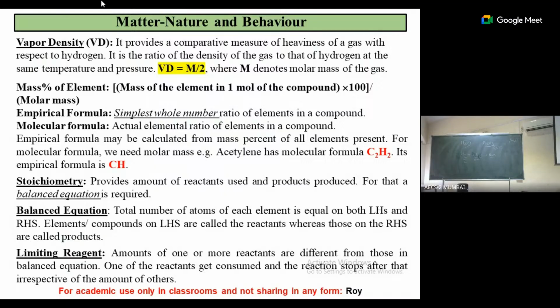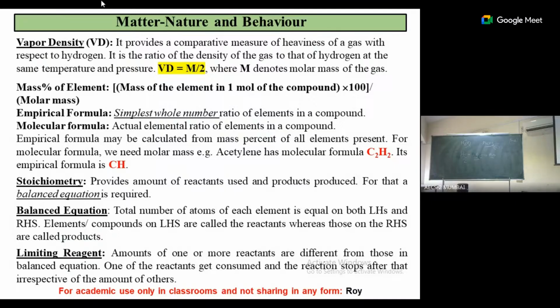Stoichiometry provides the amount of reactants used and products produced. For that we need a balanced equation. Itna amount of reactant will produce itna amount of product, that is given by stoichiometry. In a balanced equation, the total number of atoms of each element is equal on both the left hand side and the right hand side. Elements and compounds on the left hand side are called reactants, whereas on the right hand side they are called products. So what a balanced equation tells you is that the number of atoms of the elements present on the left hand side of the equation, that is in the reactants, should be the same as the number of atoms of the elements present on the right hand side. Okay.